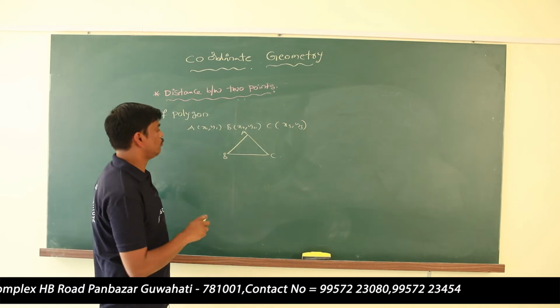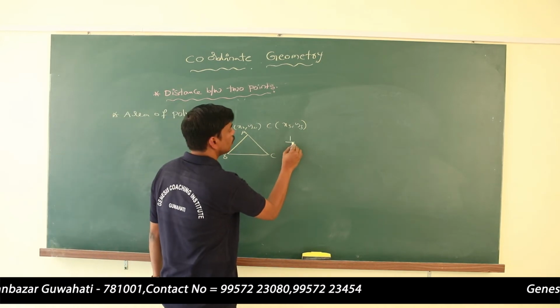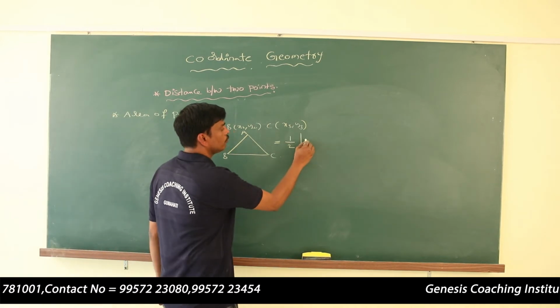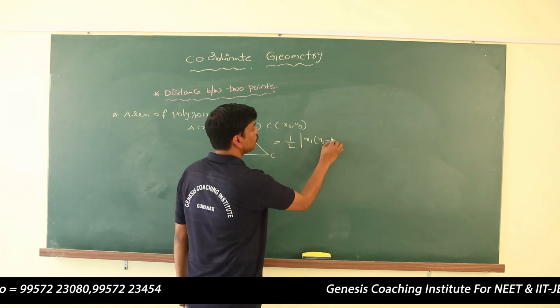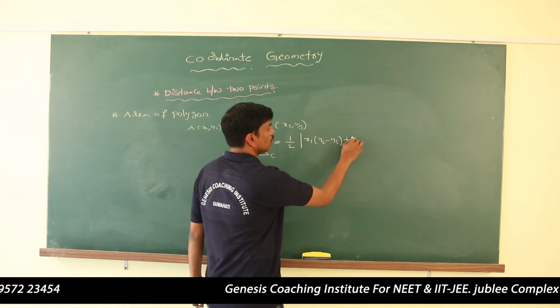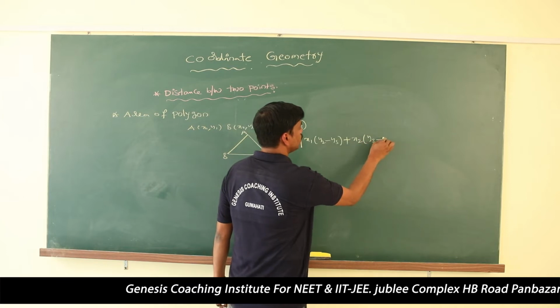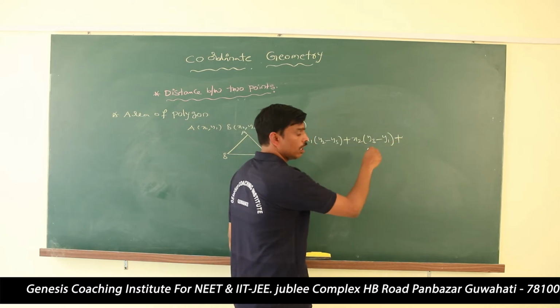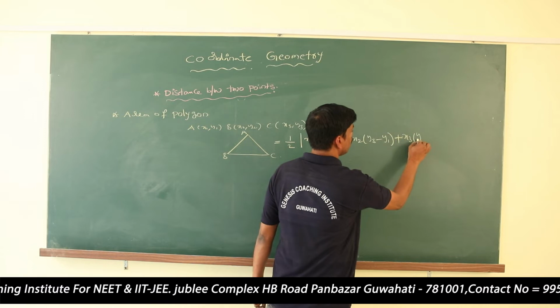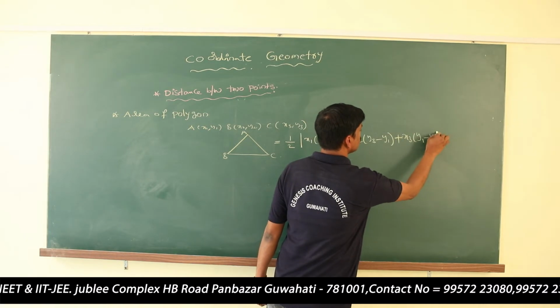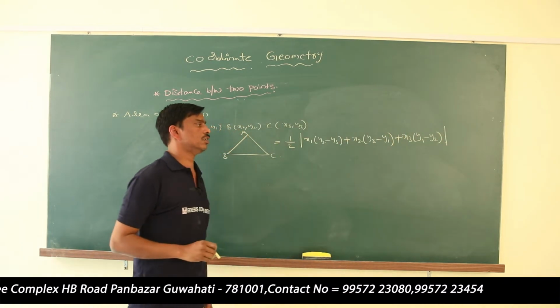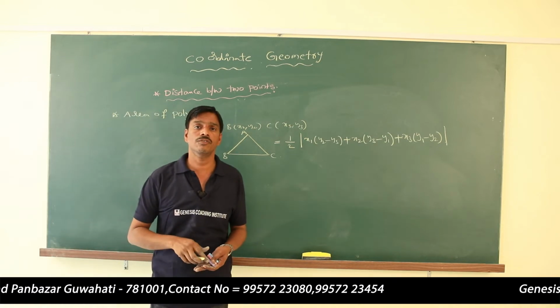Here we can use the basic formula: half into mod of x1 into (y2 minus y3) plus x2 into (y3 minus y1) plus x3 into (y1 minus y2). So this is the formula to find the area of a triangle.